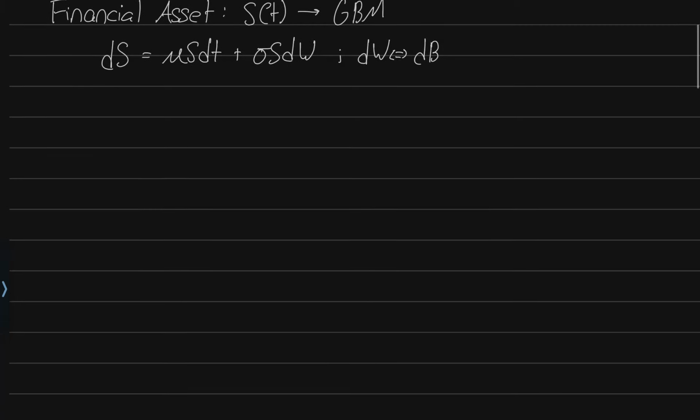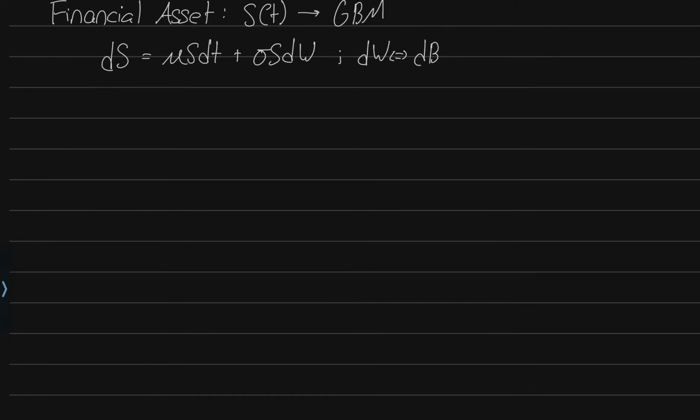Cool. So with this model, we have two free parameters. We have our mu, which is going to be our mean returns, and we have sigma, which is going to represent our volatility. And these are parameters that we can calibrate, or essentially we can choose.